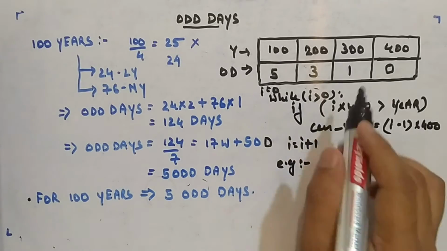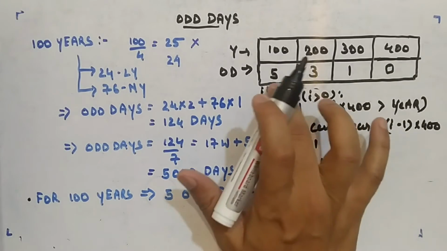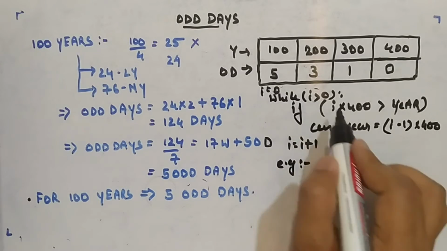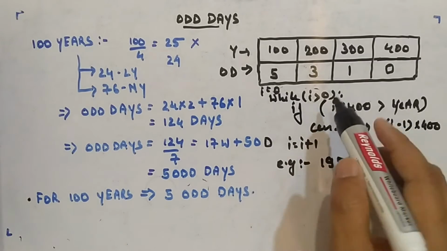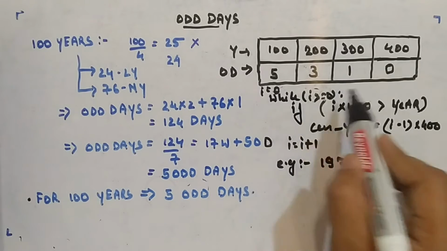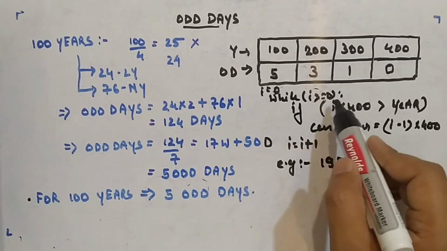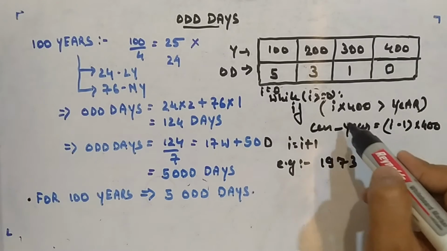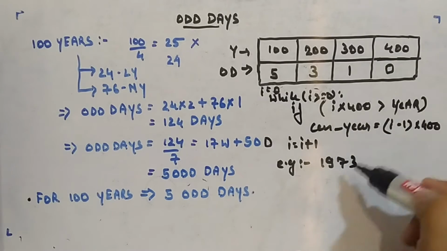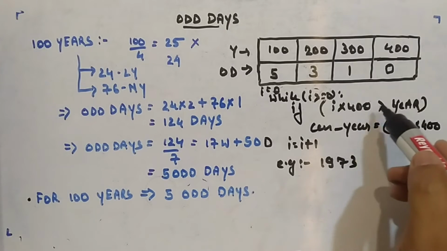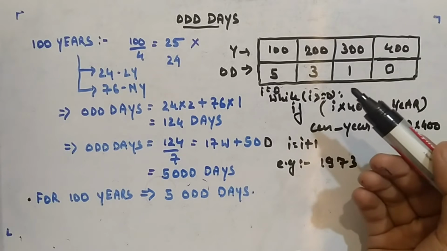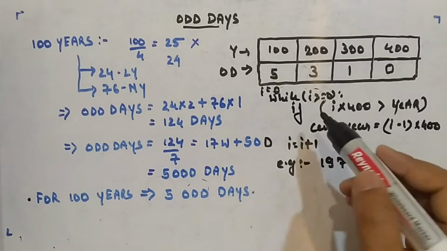If it is greater, I'll take I equal to 0. If I is greater than or equal to 0, then it will come inside and check whether 0 into 400 is greater than 1973 or not. If it is not, it will increase the value of I and run again. Okay, you already know how a while loop works.